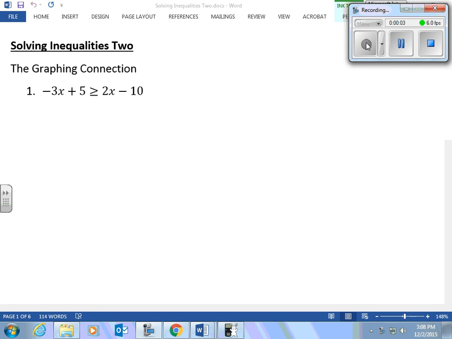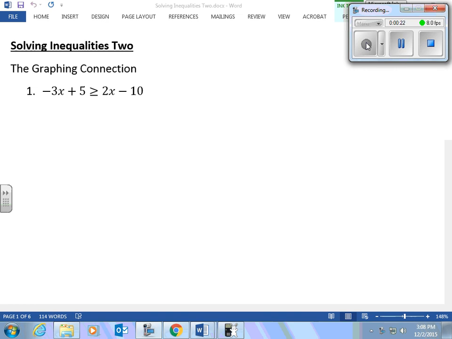In this lesson, we're going to continue our work on solving inequalities and looking at the graphing connection, and looking at solving inequalities that have absolute values in them. So let's take a look at this one with a graphing connection first.